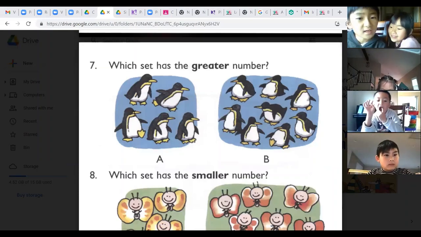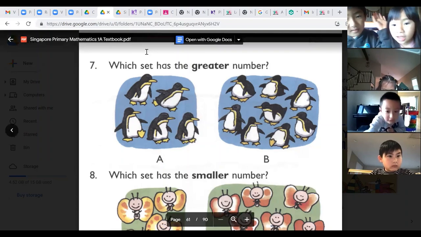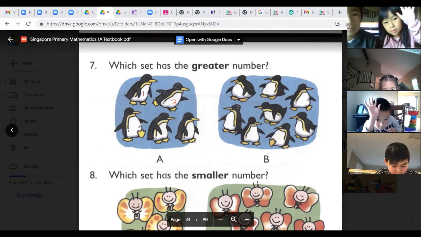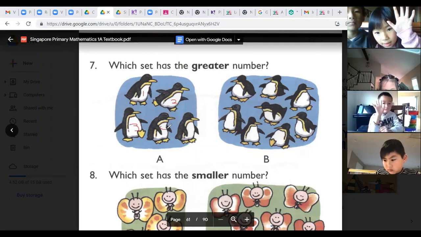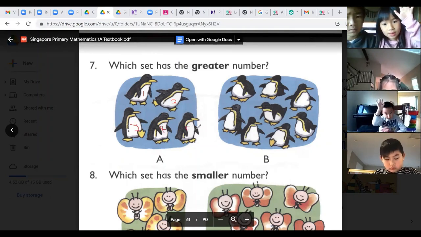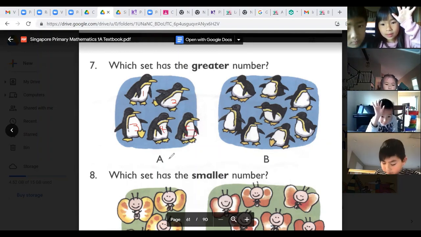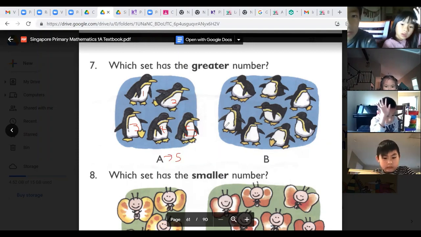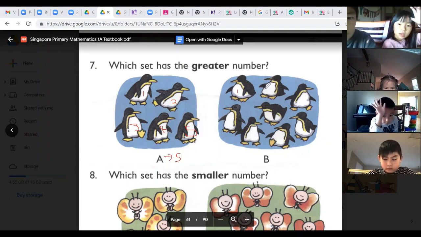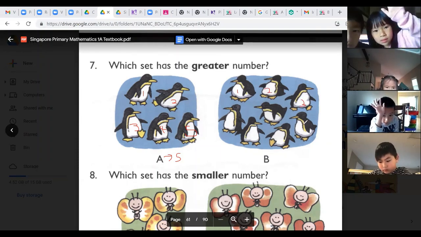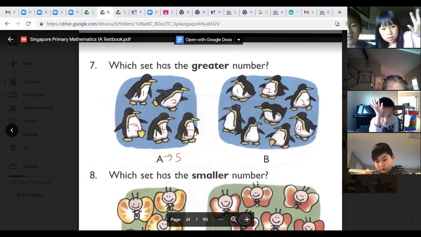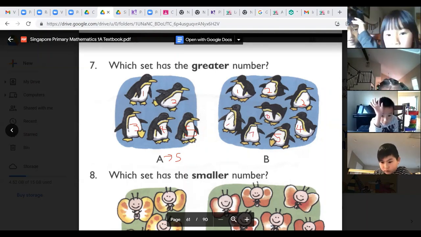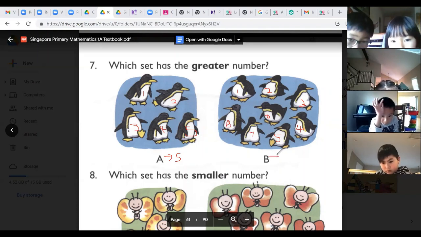Which set has a greater number? Okay, if we look at A, and we start counting the penguins, 1, 2, 3, 4, 5. So A has 5. But if we count B, we get 1, 2, 3, 4, 5, 6, 7, and 8. So you get 8.